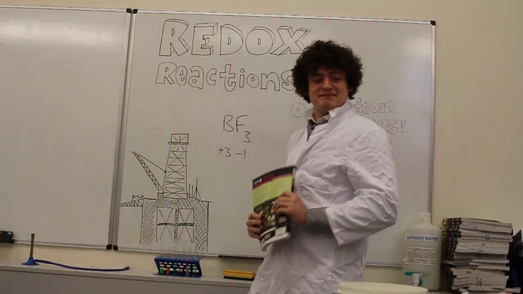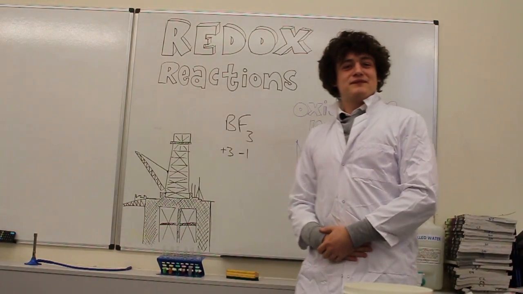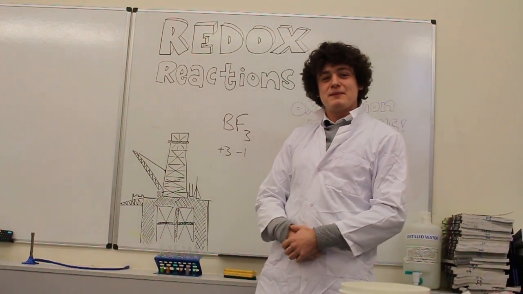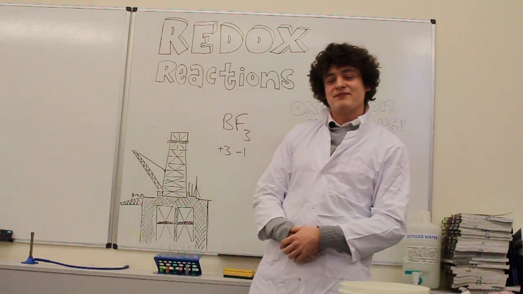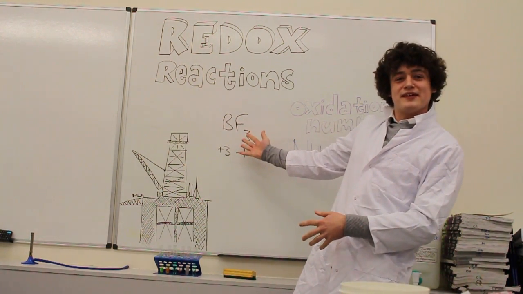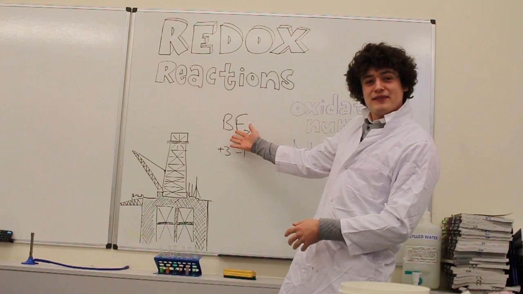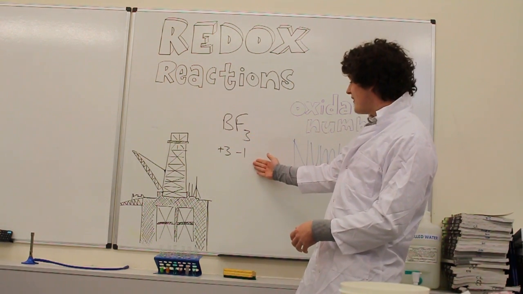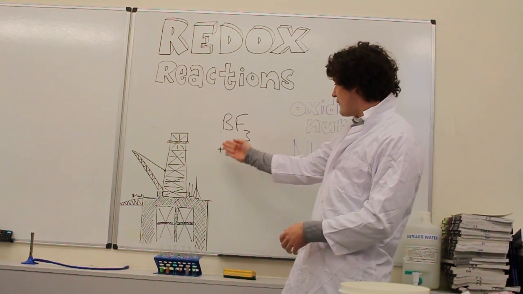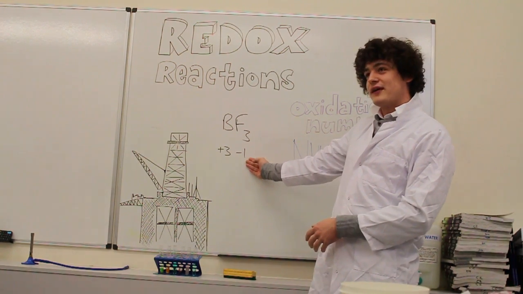The 5th rule is that the oxidation number of combined fluorine is -1. This is an example of boron trifluoride, or BF3. It has +3 on the boron, -1 on the fluorine.